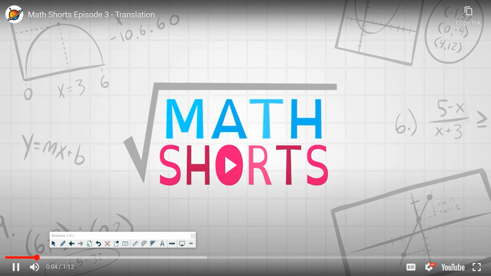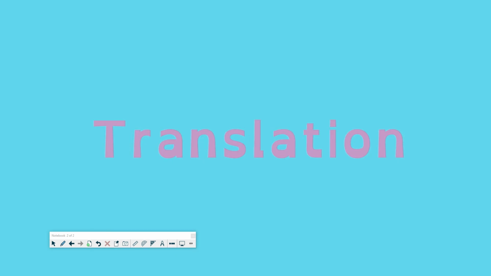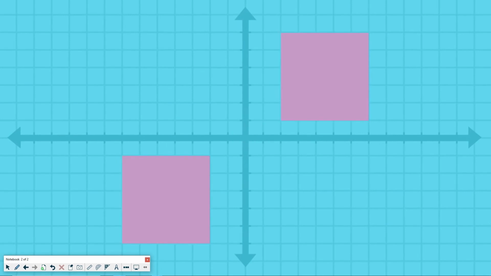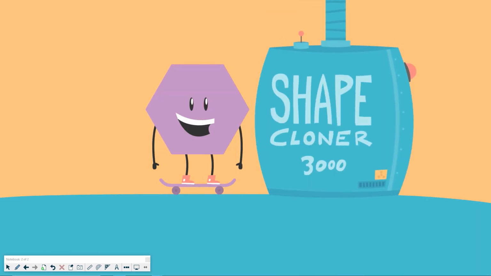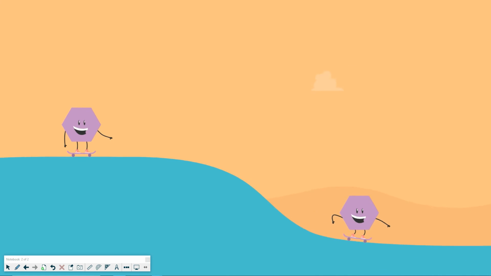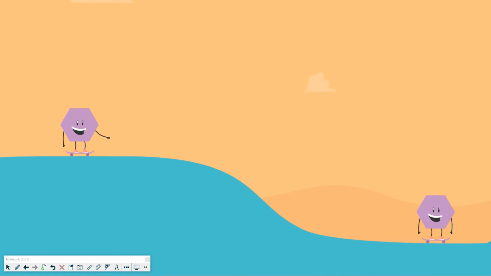Math shorts. Translation describes one way a geometric shape can move on a coordinate plane. When you translate a shape, it's like you make an exact copy of it and slide the copy to another spot. The shape stays the same.